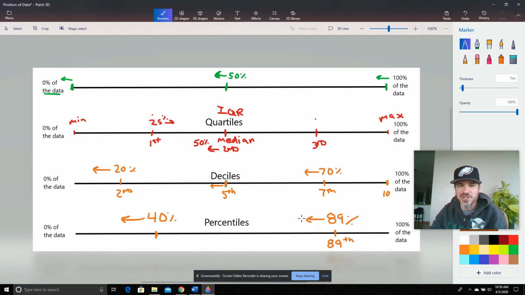Okay, so this is positions. You need to know these. Quartiles for box and whisker. Percentiles we use a lot in other things, so it's worth knowing.